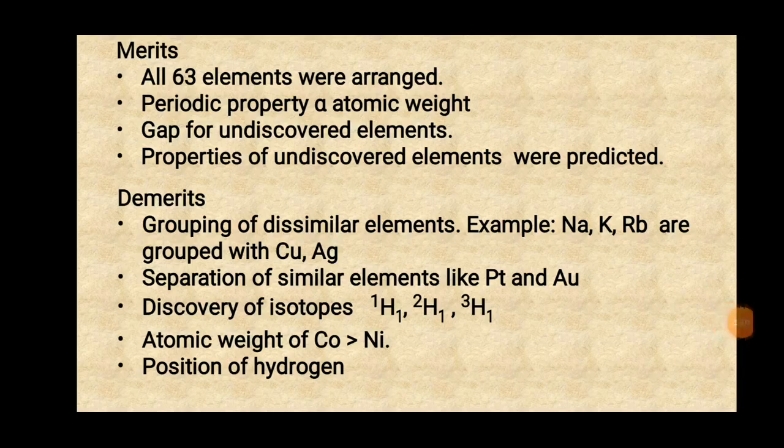Next is the position of hydrogen. The position of hydrogen was also a question mark. He could not explain the position of hydrogen. Because of this reason, Mendeleev's periodic table was discarded. But why is his periodic table very famous? He kept gaps for undiscovered elements, and he also predicted the properties of undiscovered elements. This was the reason why his table was very famous.